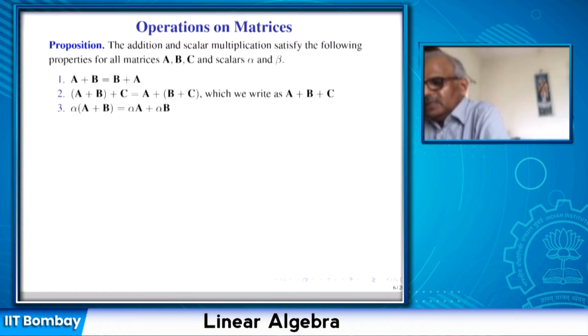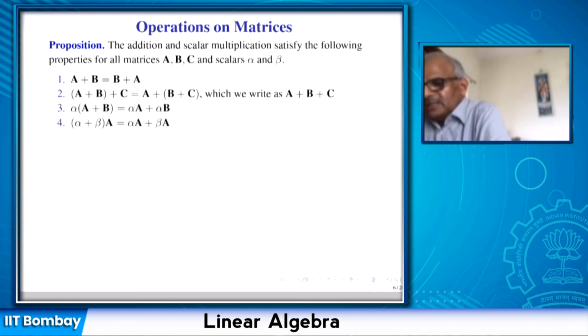Alpha times A plus B is alpha A plus alpha B. Again, this is very clear from the definitions. We are adding component-wise, and when we take a scalar multiple of a matrix, we are multiplying every entry by the same scalar. So alpha times A plus B is alpha A plus alpha B.